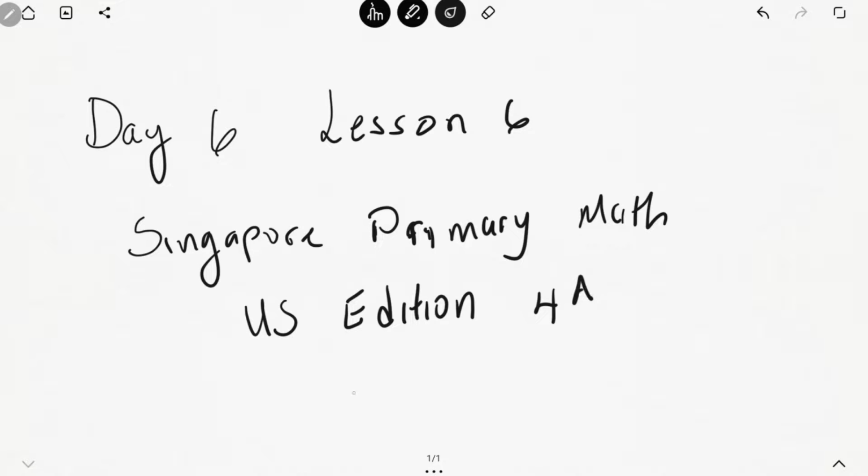We're in 4A, and today we're doing pages 15 and 16 in the textbook, and we're doing exercise 6 in the workbook. All right, that's what we're doing today.